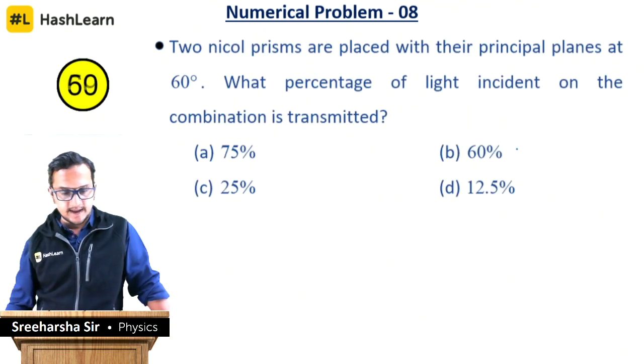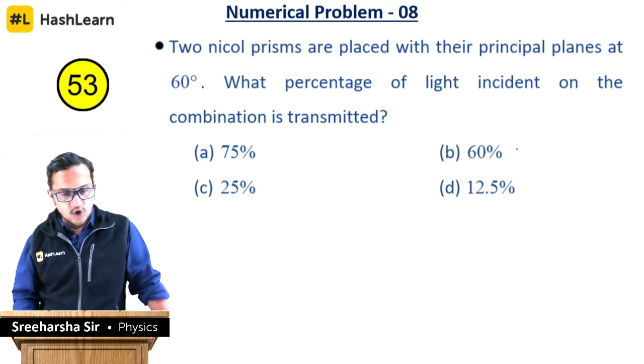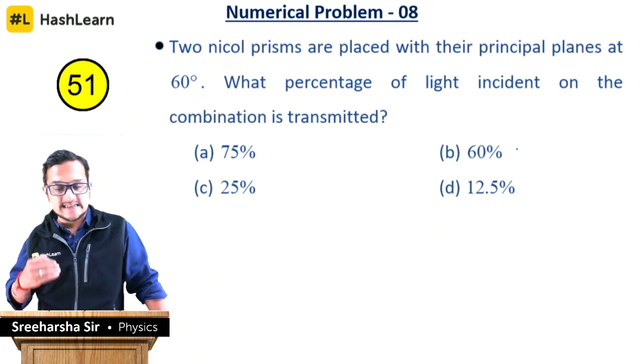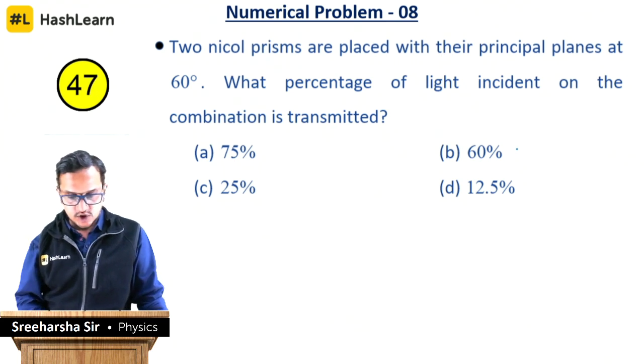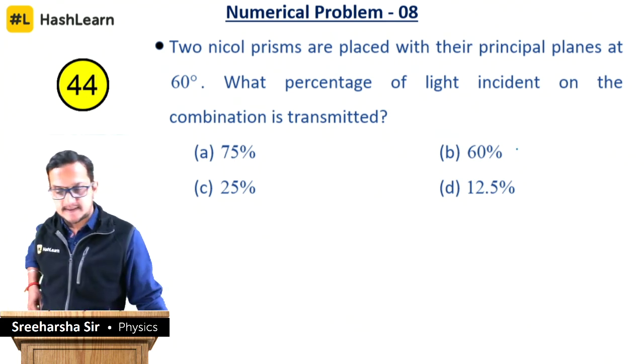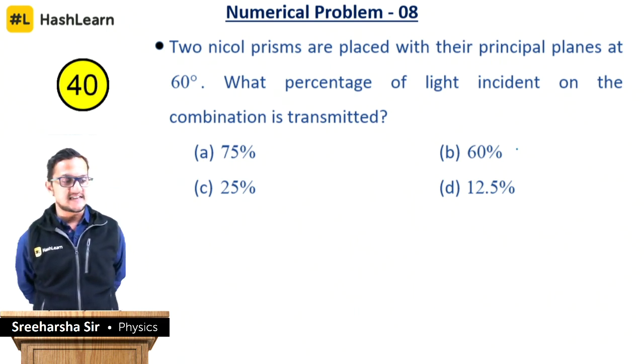So now we have numerical problem 8. Two nicol prisms are placed with their principal planes at an angle of 60 degrees. What percentage of light incident on the combination is transmitted? So the angle is 60 degrees. What is the percentage of light incident on the combination that is transmitted?